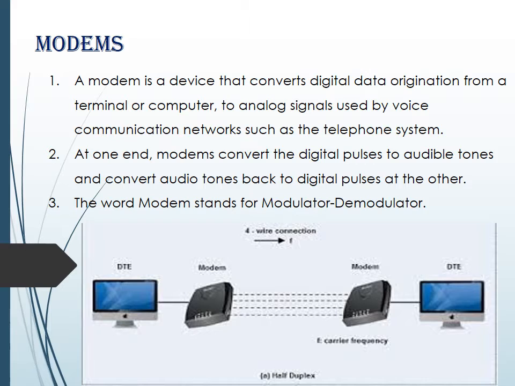So the modem does that. The modem will convert the digital data into analog data and pass it to computer B. Now when it goes to computer B, again that analog data gets transferred back into digital data, and this process is called demodulation. So that's why a modem works as a modulator and demodulator.